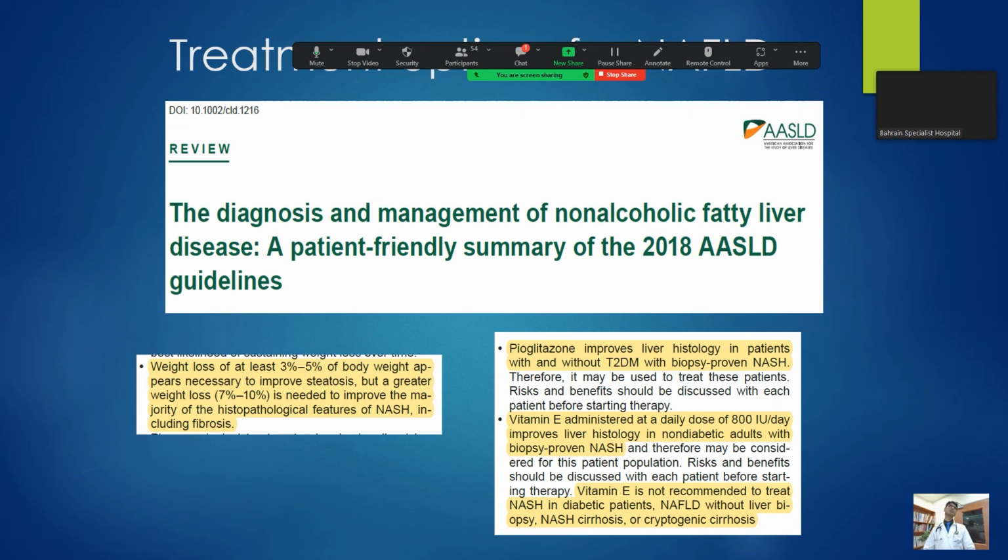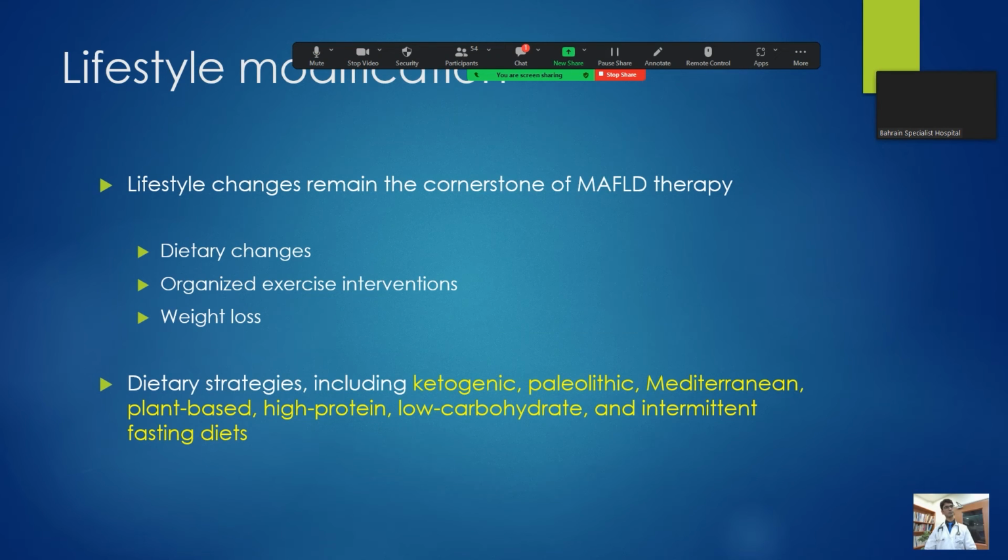The other thing they mention is that if somebody has diabetes and has fatty liver disease with NASH, pioglitazone is the medication of choice at that point. But if somebody has no type 2 diabetes mellitus, the choice changes to vitamin E. But they are not without side effects. Long-term side effects are there, which should always be considered. So lifestyle changes remain a cornerstone, whether it's MAFLD or NAFLD: dietary changes, exercise plans, and weight loss.